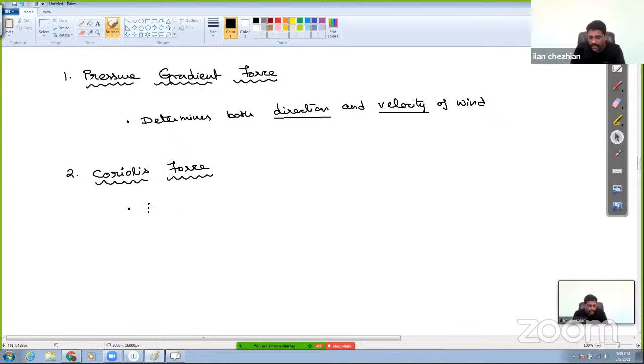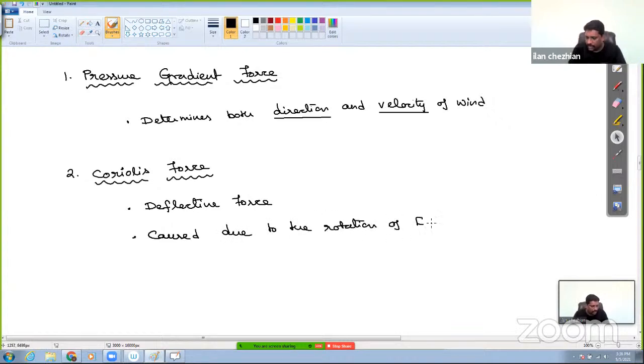Coriolis force is a deflective force. It is caused due to the rotation of Earth. Right? It's a deflective force and it is caused due to the rotation of Earth.